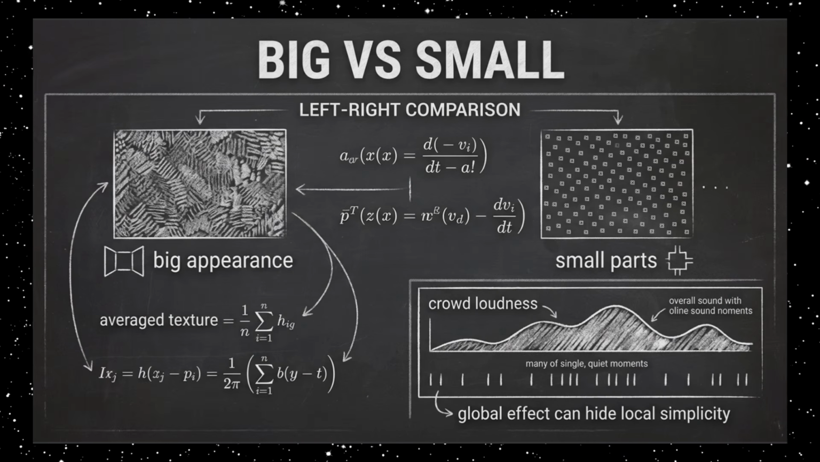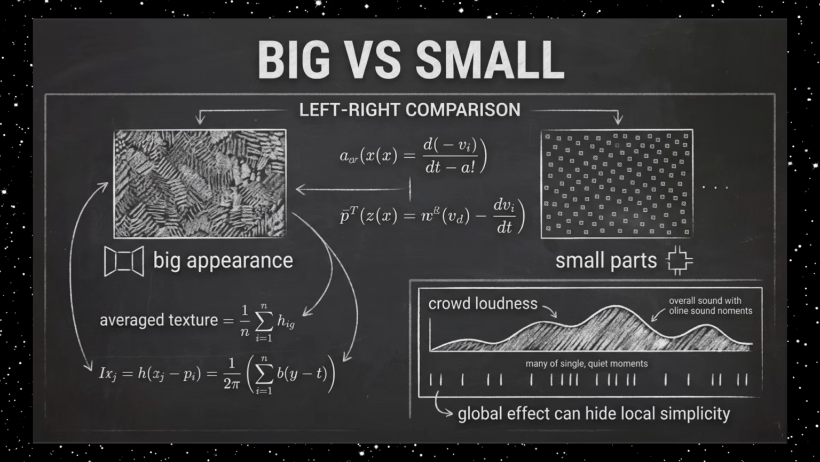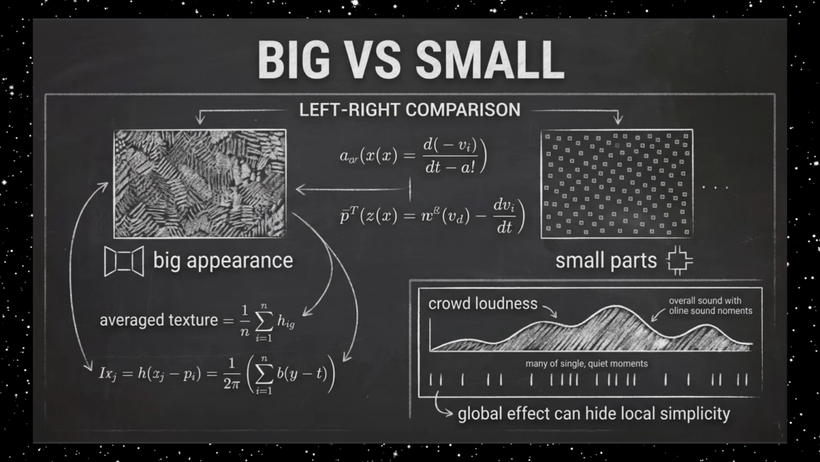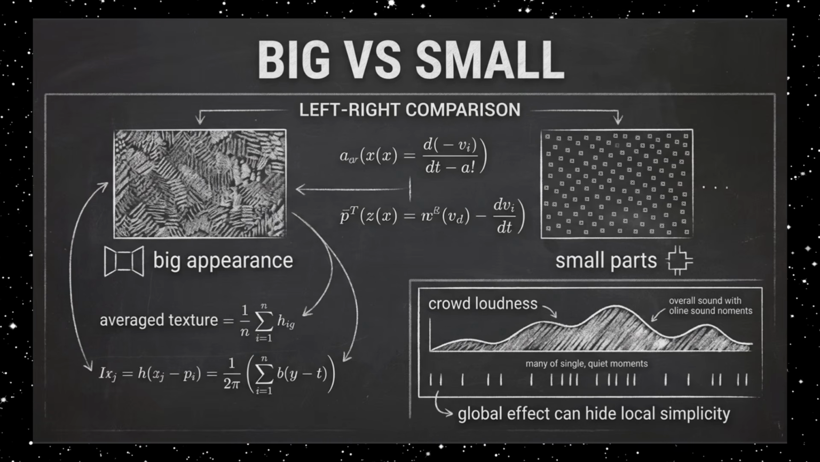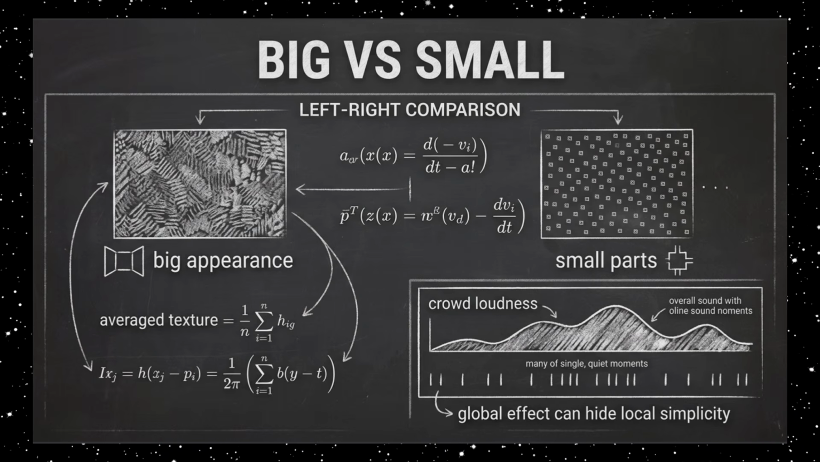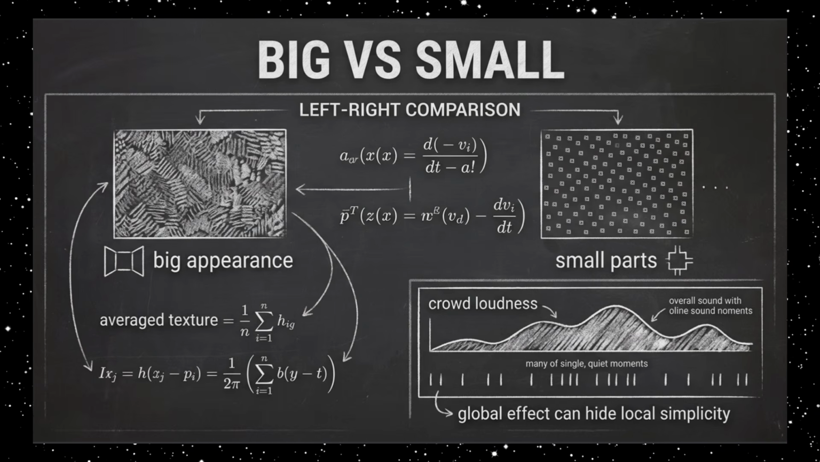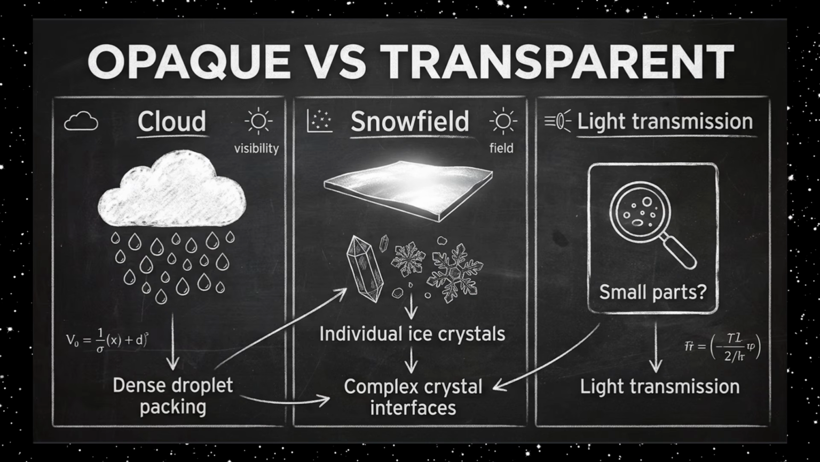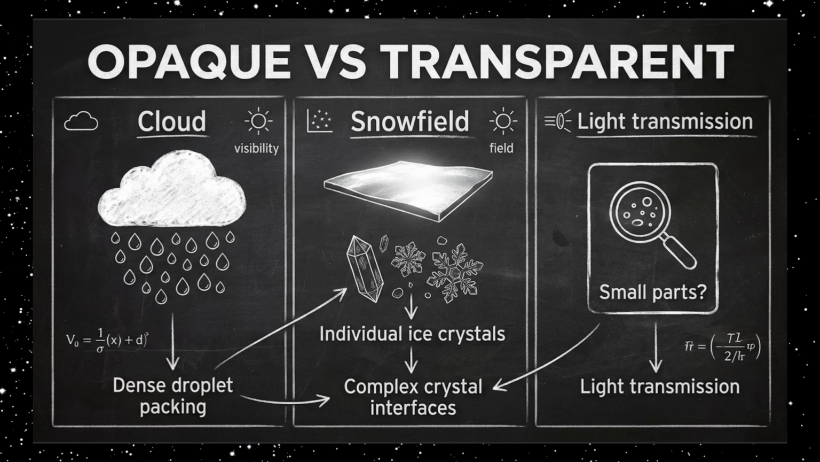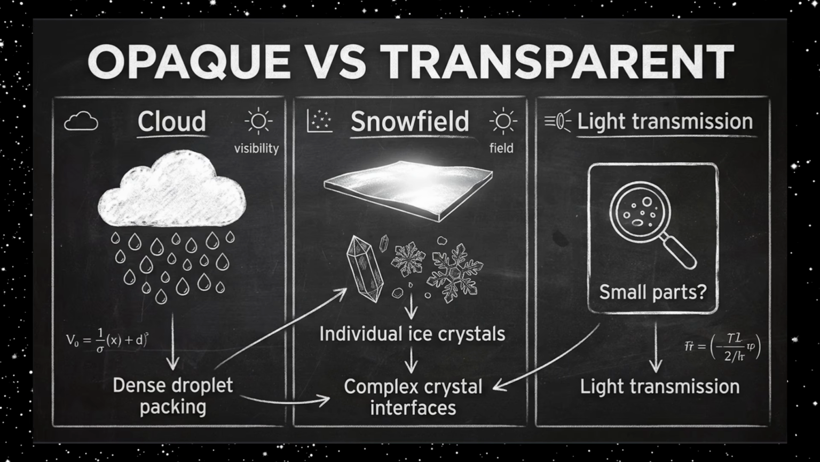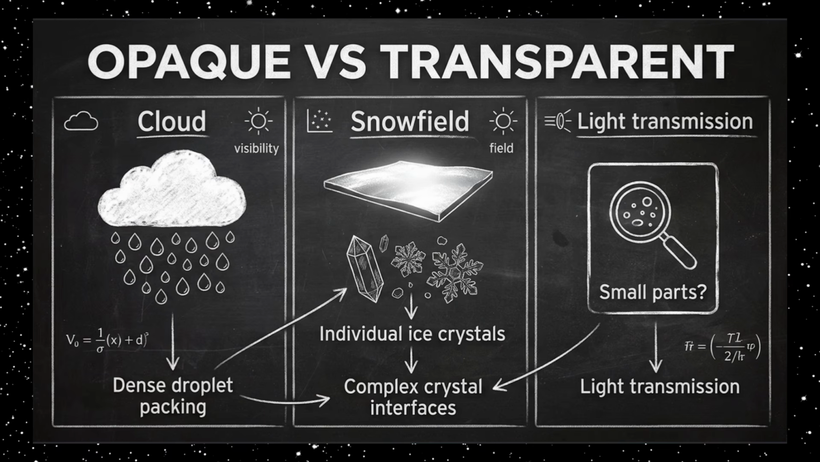The average is white. I think that is a useful way to see almost everything in the world. The big appearance is an average over many, many small parts, and the small parts often do not look anything like the big appearance. The crowd is loud, but each person is quiet. The cloud is opaque, but each droplet is transparent. The snowfield is blinding, but each crystal is invisible.